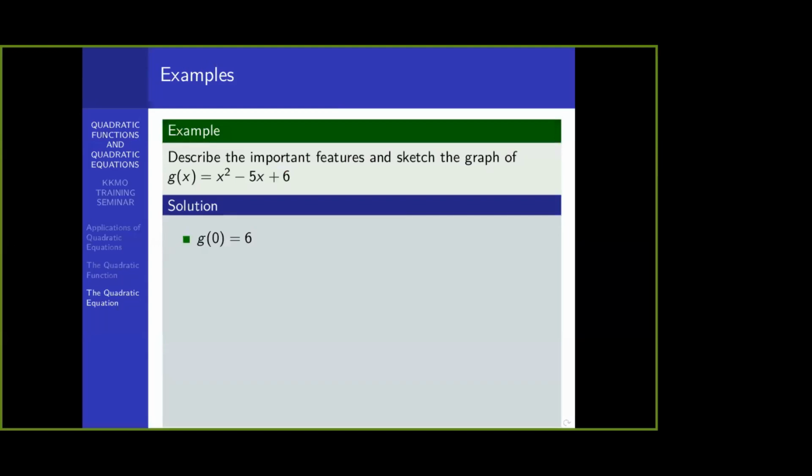We describe the important features and sketch the graph of x² - 5x + 6. Again, we get the y-intercept, which is 6. We notice that, again, a is positive. So when x becomes large and negative or large and positive, the quadratic, g of x here, goes to infinity. It also becomes large and positive.